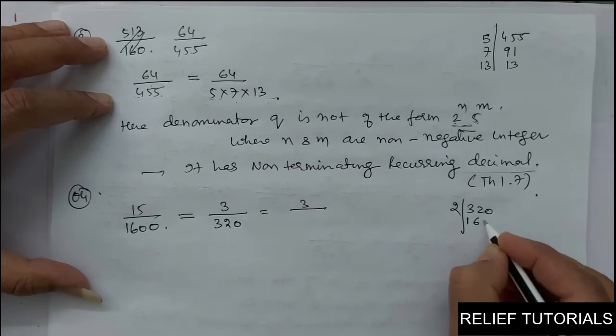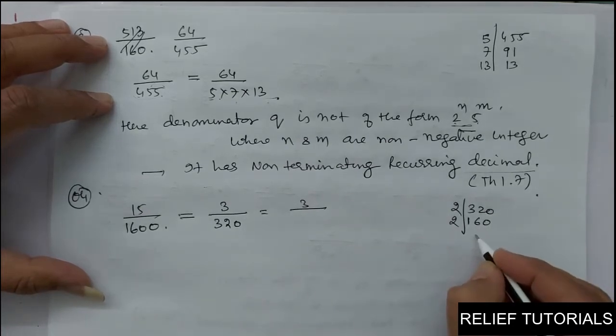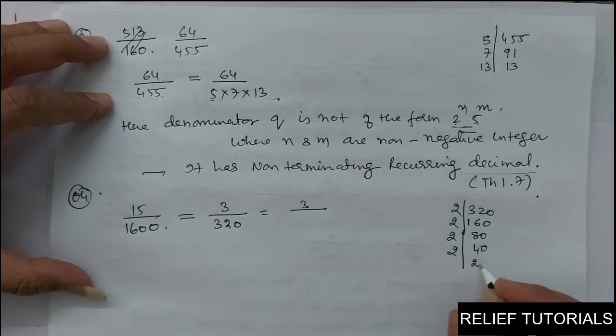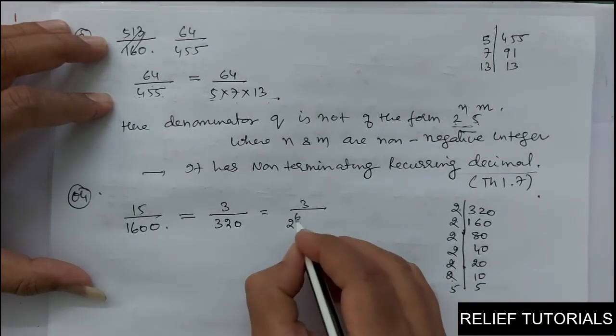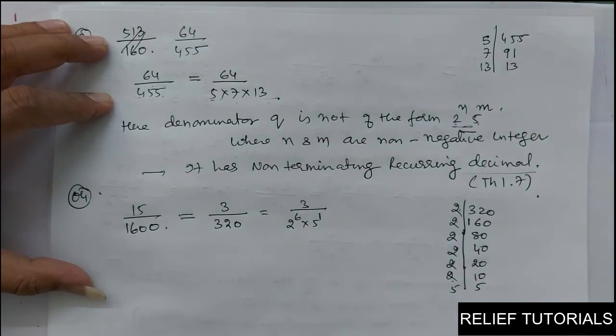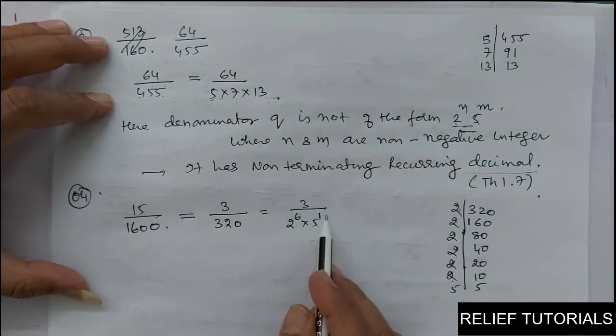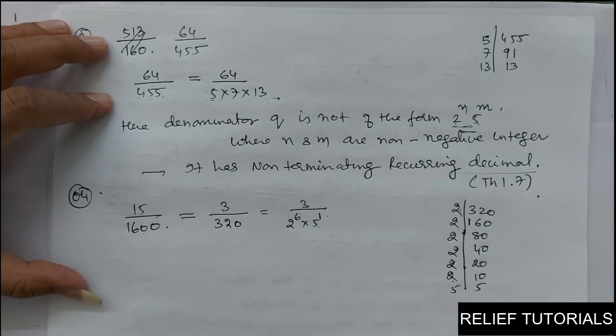So you will get 160. Then again 2 times, you will get 80, again 2 times, you will get 40, again 2 times, you will get 20, again 2 times, 10, again 2 times, 5. So 1, 2, 3, 4, 5, 6. So you got 2 raised to 6 into 5 raised to 1. So here the denominator is of the form 2 raised to n and 5 raised to m. So it has a terminating decimal.